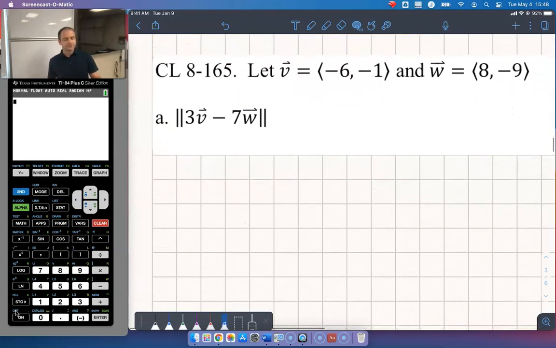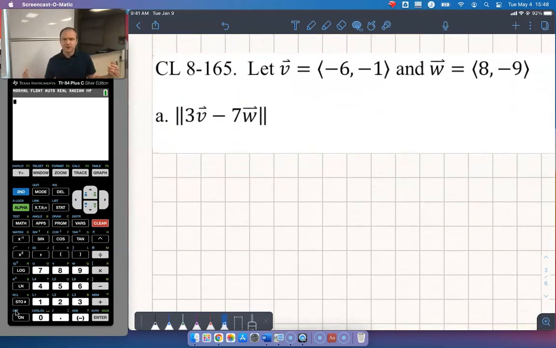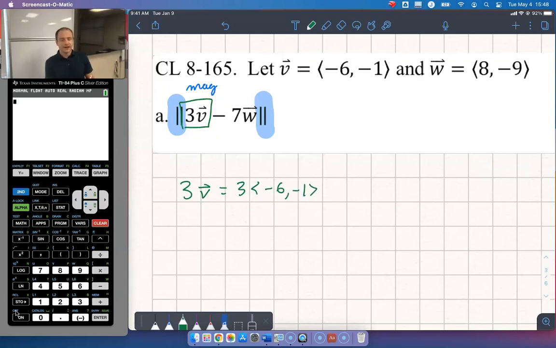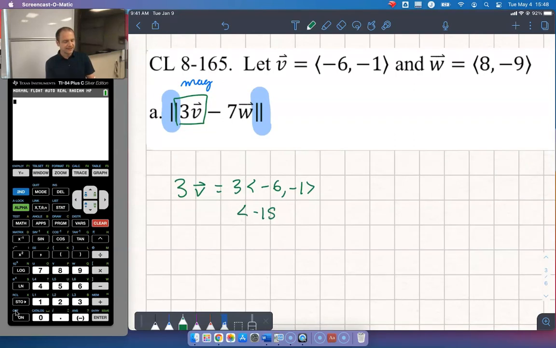So if I'm looking at this, I want to find, well, what do those two vertical bars mean? And those vertical bars mean magnitude. So I want to find the magnitude of 3 times vector v minus 7 times vector w. So let's do vector v in green. So I'm going to do 3 times vector v in green. So that's just scalar multiplication. I'm going to distribute that 3 to the negative 6 and the negative 1, which is going to give me a negative 18 and a negative 3. So that's the first part.